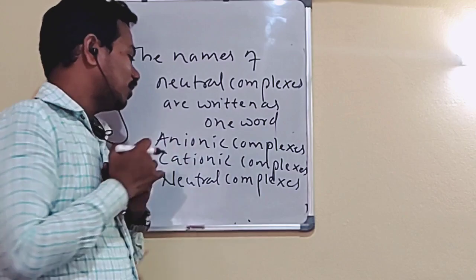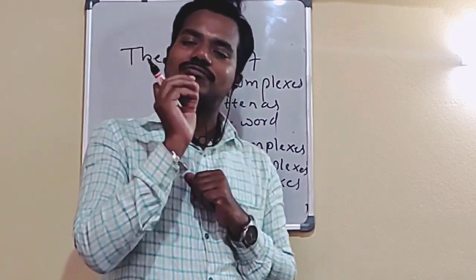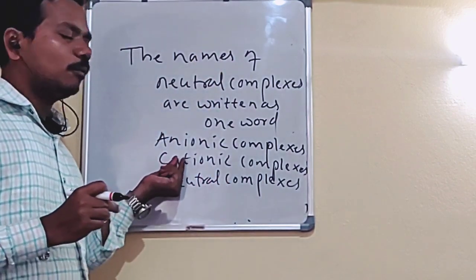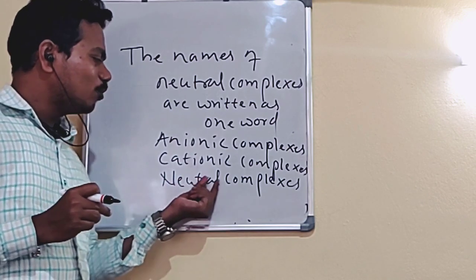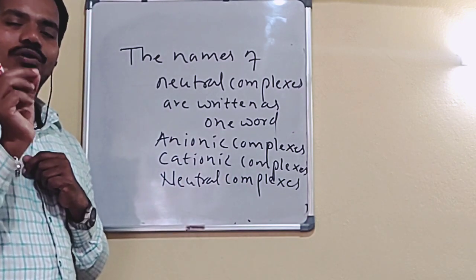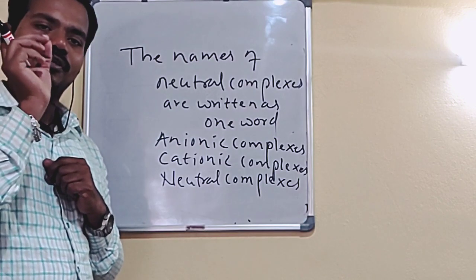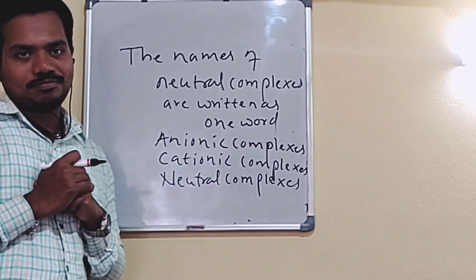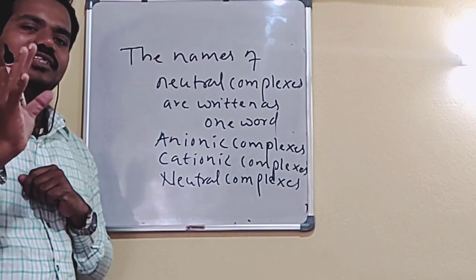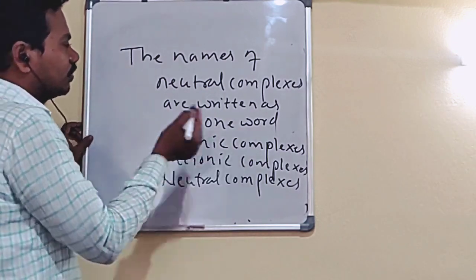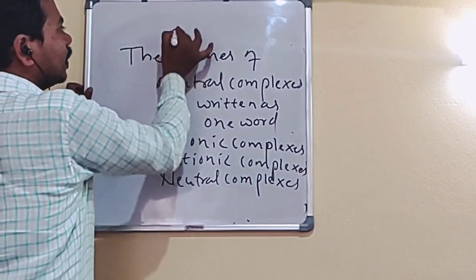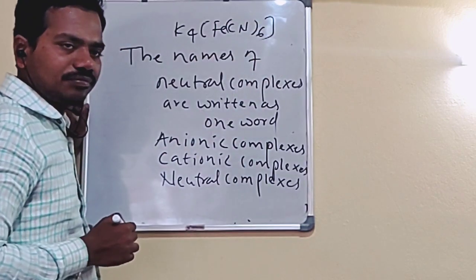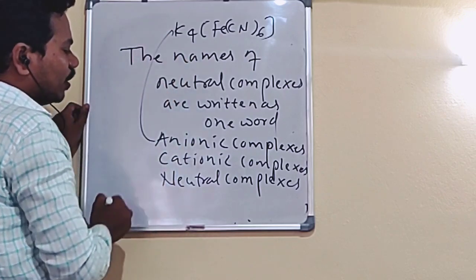Now what are cationic complexes? A cationic complex is one which contains a complex ion which has a net positive charge. And a neutral complex is one which does not contain any charge on the coordination sphere. There is no charge on the coordination sphere. Examples we discussed in the last video: K4[Fe(CN)6], and this is what? Anionic.